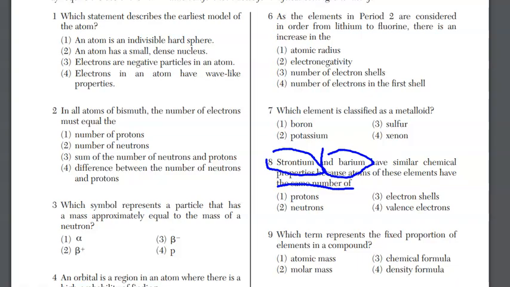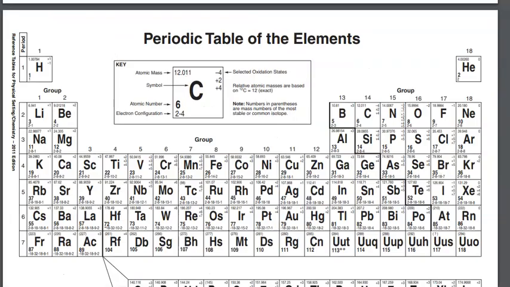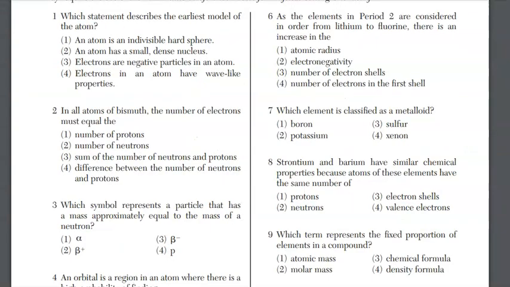Let's check out the periodic table. Okay, so we have strontium and we have barium. So they are in the same group, the alkaline earth metals, and they share similar chemical properties because everything in group 2 has 2 valence electrons. Obviously, things like the number of protons, neutrons, and electrons is not going to be the same. With that information, let's go back to the question. And there it is. They have the same number of valence electrons.